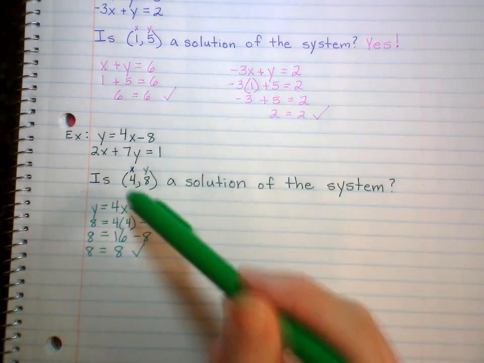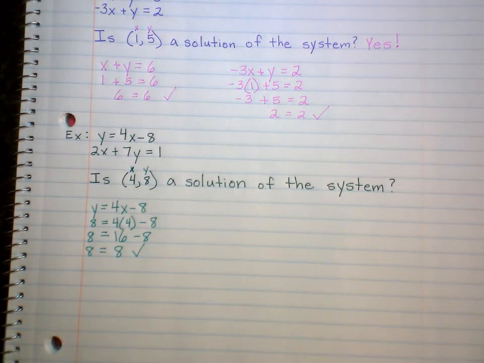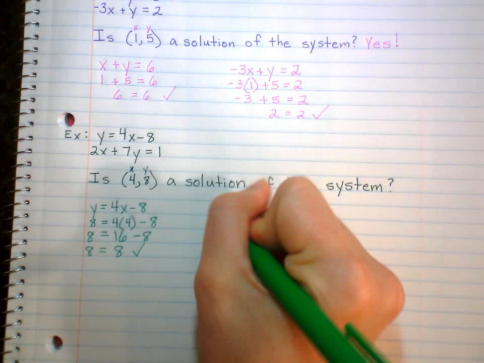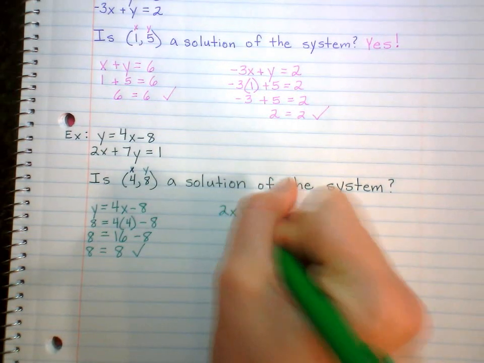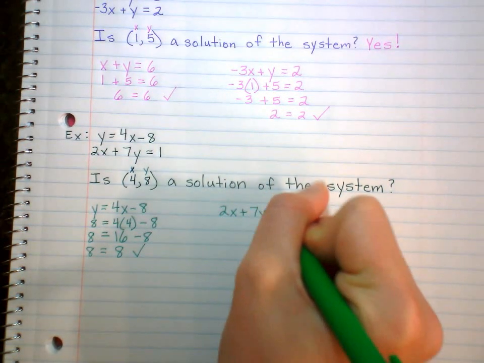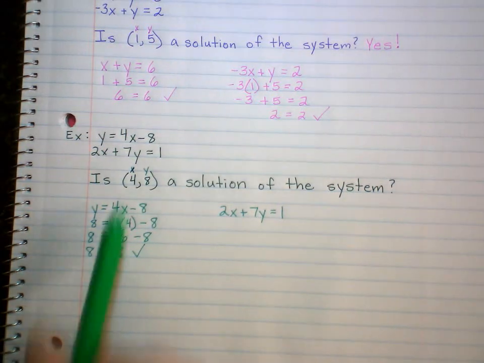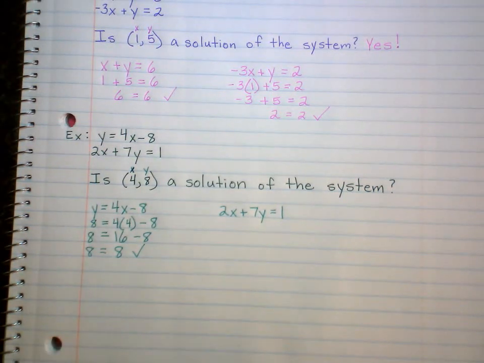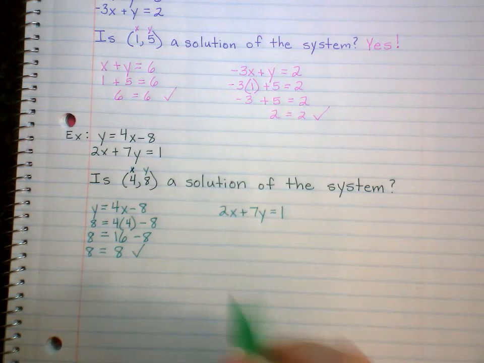That is not enough. We need to see, is (4, 8) a solution to both of them? So the second equation, 2x plus 7y equals 1. Is (4, 8) a solution for this equation? I want you to pause the video and try plugging it in. Is it a solution? Pause the video, try, and then come back. I hope you actually paused it.